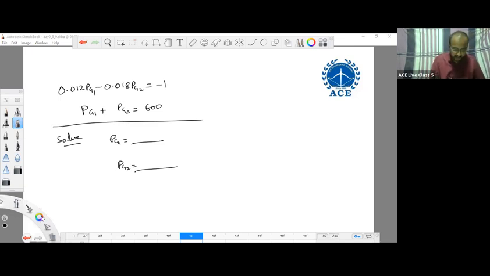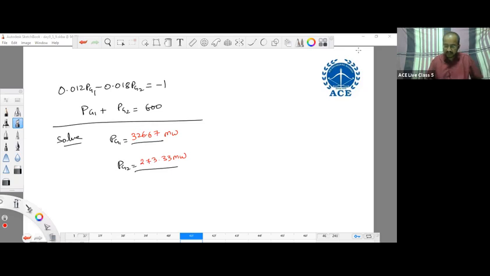Solve for PG1 and PG2 and post the answer. PG1 is 326.67 megawatt and PG2 is 273.33 megawatt. Okay, so this is the answer.